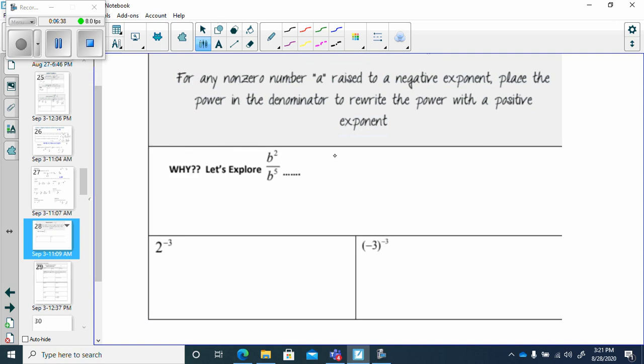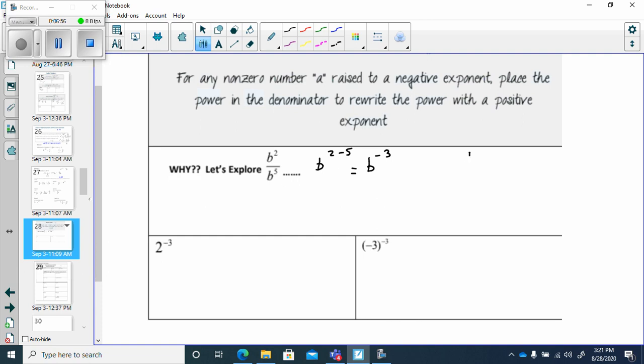Now, let's look at this. If I were to try this, we know if I'm dividing and I have the same base, then I subtract the exponents, 2 minus 5. That would give me b to the negative third.